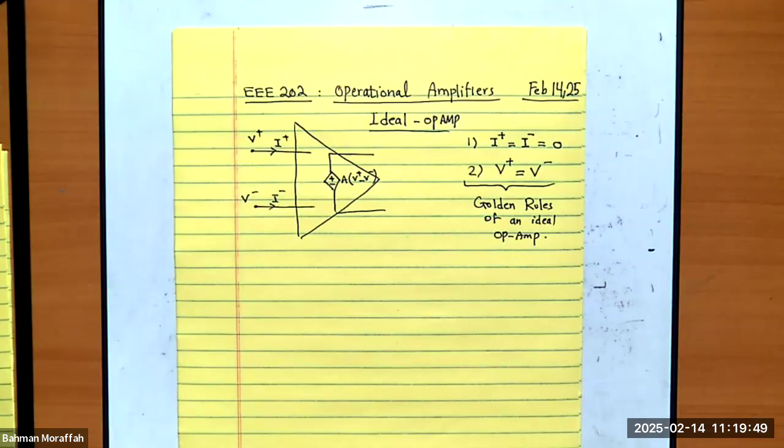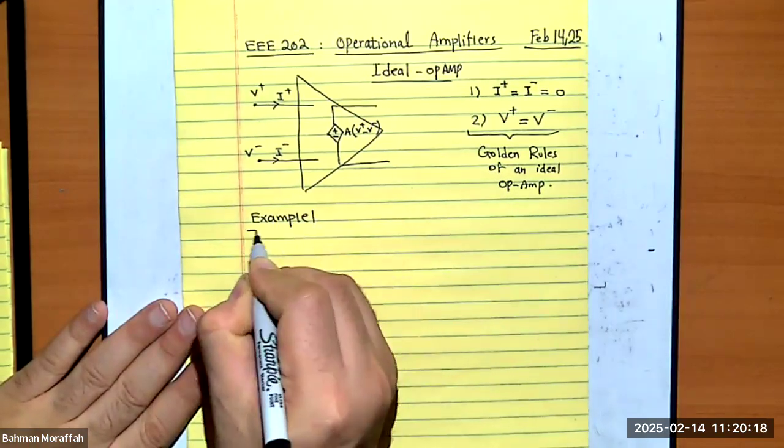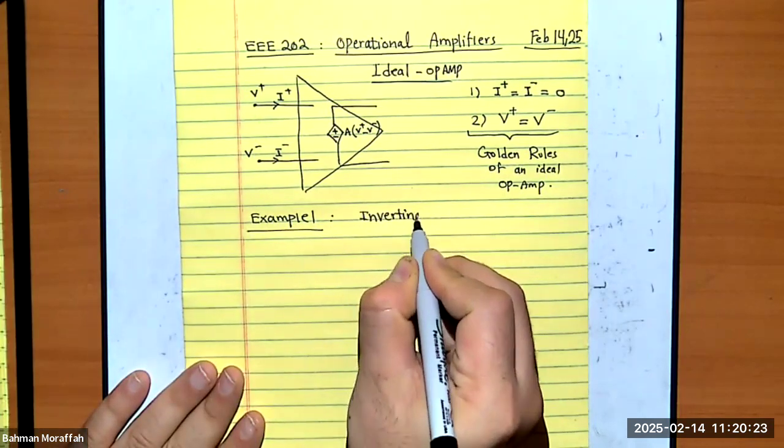Oftentimes when we're dealing with op-amps, what we care about is the ratio between input and output, right? We want to know what it is, for example, at the output with respect to the input. We did one example last time. I'm going to redo that example to make sure that we are on the same page. We're going to do a few more examples to make sure we understand how to solve any circuit with op-amps. So the first example we did last time, let's call it example 1, was an inverting amplifier.